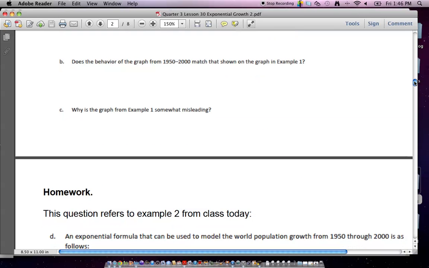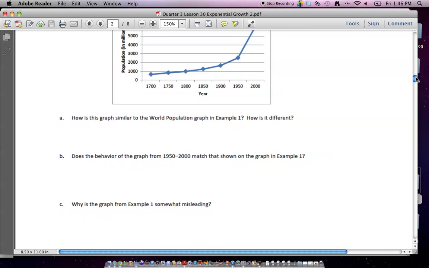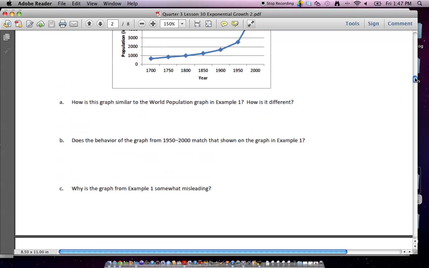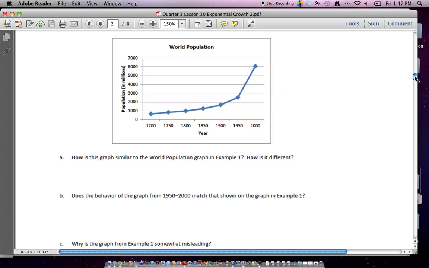How does behavior in the graph shown in sample 1? Well, we just said the behavior from 1950 to 2000 does look pretty linear in the graph, but when I back it up to 1700, it doesn't look like that in there. How come the graph from example 1 is misleading? Because it only showed a small section of these numbers. You didn't have these numbers here, the 1000, the 0, spread out over the time into the 1700s. So that's how it ended up being misleading.